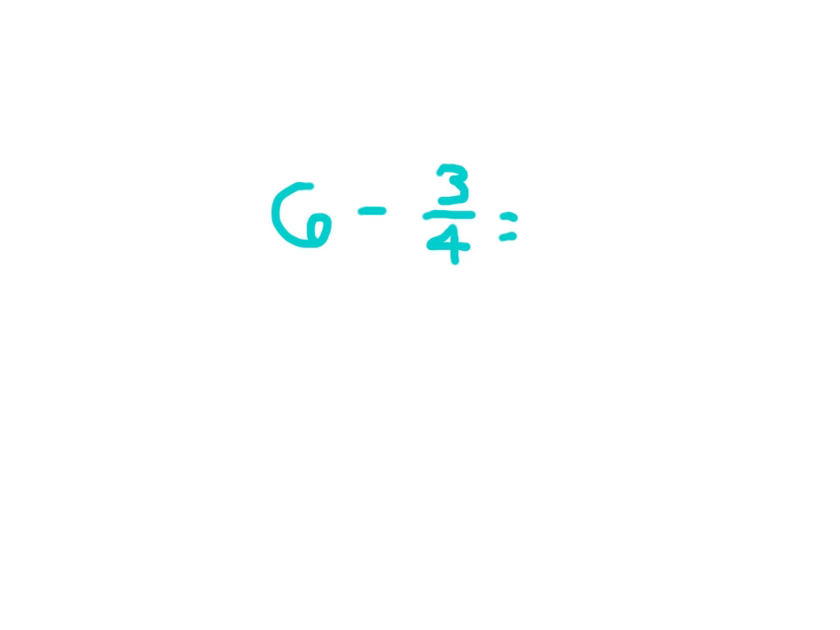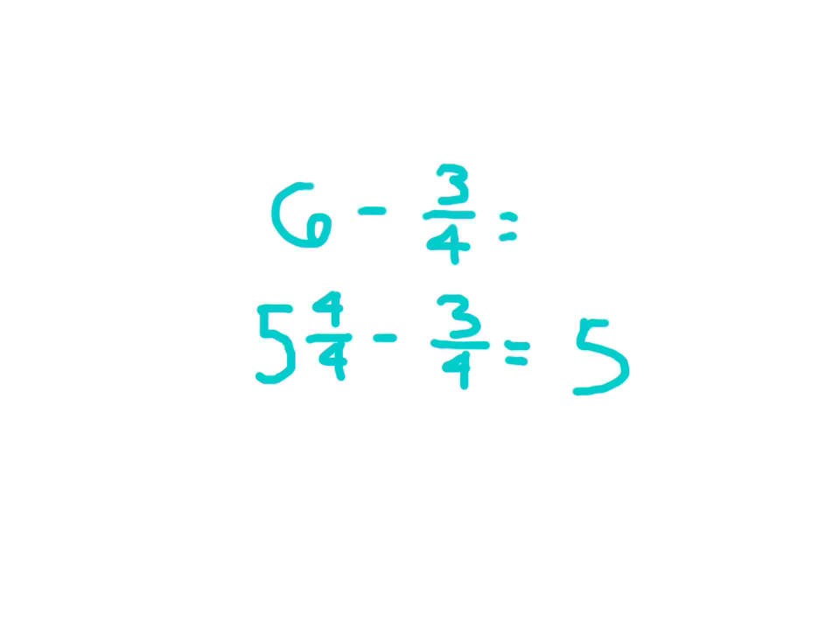Here we have a whole number minus a fraction. 6 minus 3/4. We can rewrite 6 as 5 and 4/4. So now we have a fractional part, so we can go 4/4 minus 3/4. So we get 5 and 1/4 as our answer.